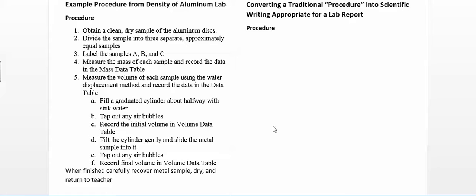Hello, so today I am going to model how you might take a step-by-step procedure from a traditional cookbook type lab and convert it into a procedure that would be acceptable for a lab report. The procedure I'm using is from the Density of Aluminum lab, which is one that I do toward the beginning of the school year, usually in the first unit.